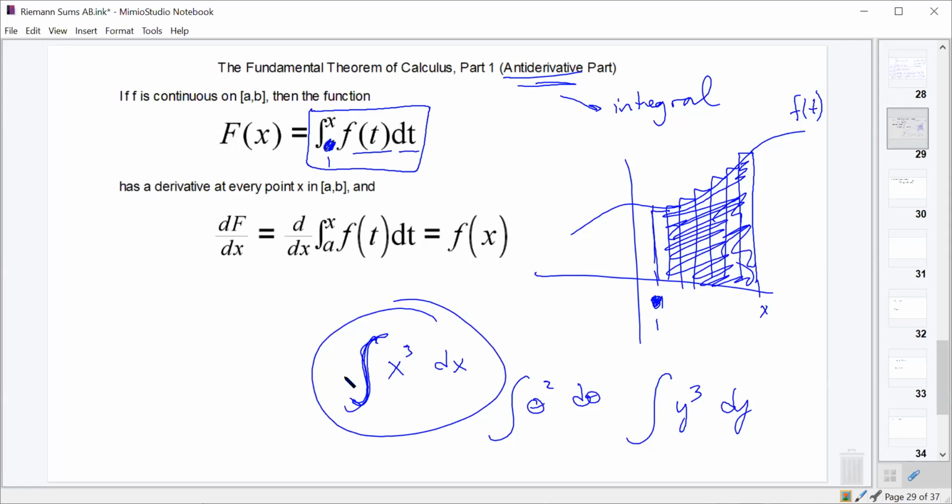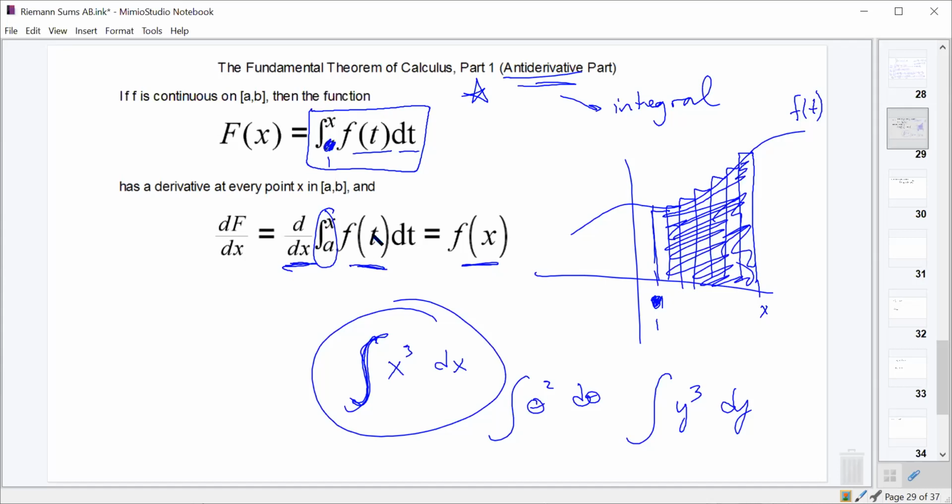So basically, from part one of this fundamental theorem of calculus, and we're going to come back to this page in a second, the important thing to understand is that the derivative of the integral of a function is just that function.